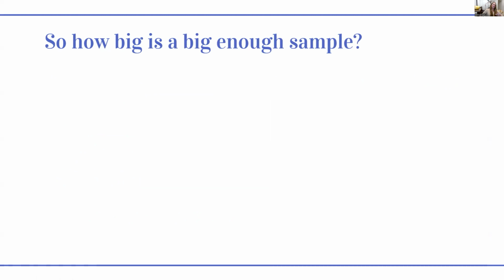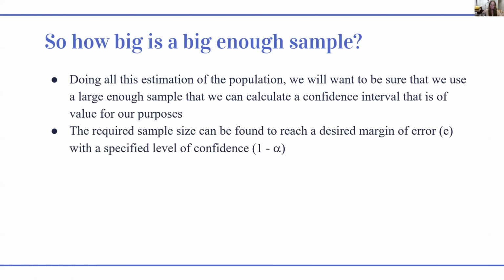So the next question I want to answer is how do you know if you got enough observations? How big is big enough for your sample? Whenever you're doing this estimation, you want to make sure that you use a big enough sample so that you can calculate a confidence interval that's worthwhile. Again, that t-table goes down to one observation, but that's really bad practice to try to estimate the true population mean from one observation point.